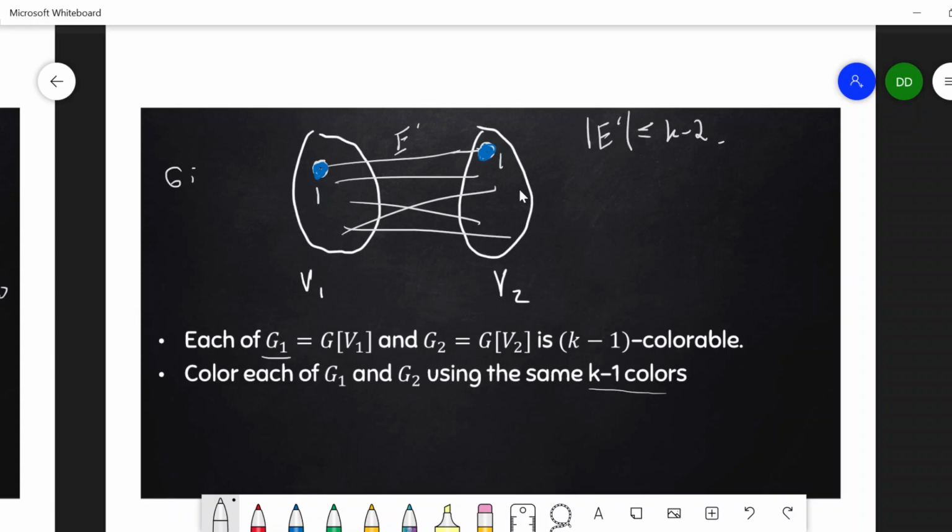Now, the proof strategy here is that if I have something like this, there exists a permutation of the color classes of V1 that will remove any situation like this. And hence, the original graph is k minus 1 colorable, which contradicts our choice of G to be k chromatic.